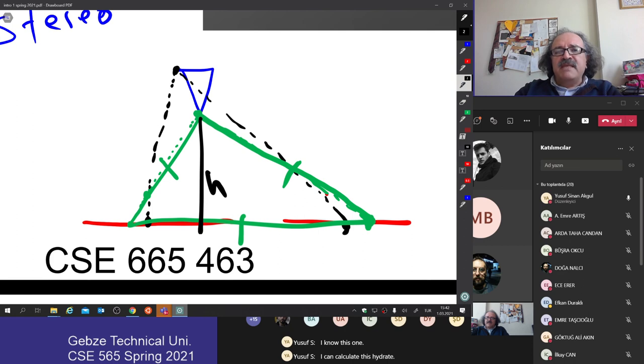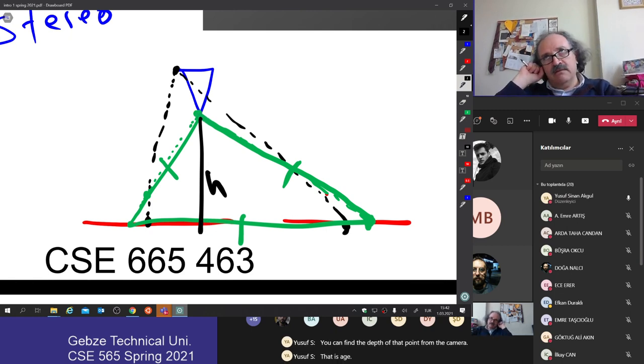So this is basically triangulation. If you take the picture of the same scene from two different angles, by using this triangulation principle, you can find the depth of that point from the camera. That's the idea.